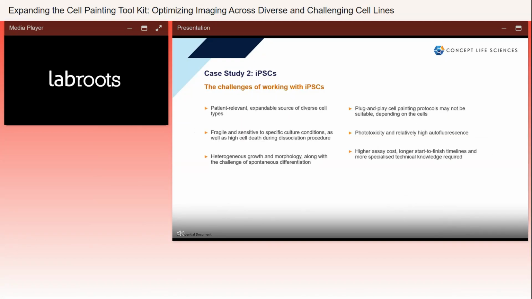iPSCs have immense potential in the future of phenotypic screening, largely due to their capacity to differentiate into almost any cell lineage. This gives them a patient-tailored approach that is becoming more common in personalised medicine. However, these highly specialised cells do come with their own set of challenges. iPSCs are highly sensitive to physical and chemical alterations. Minor changes in media composition, different stiffness in growth substrates, or even passaging techniques can trigger differentiation or cell death.